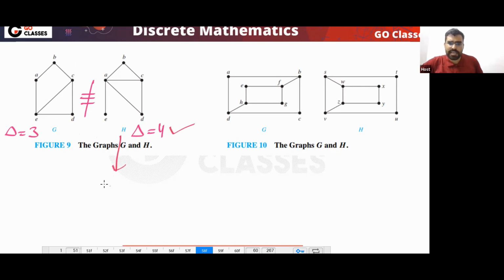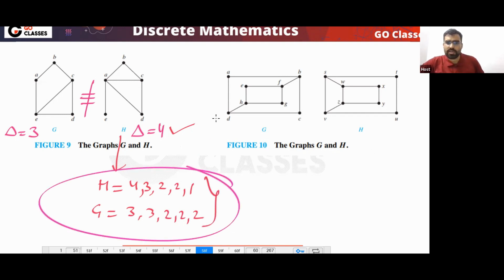In this H, the degree sequence will be what? The degree sequence is 4, then 3, then 2, then 2, then 1. And what is the degree sequence of G? The degree sequence of G is 3, 3, 2, 2, 2. So of course the degree sequence is different. You can use these things. Because the degree sequence is different, these are not isomorphic.